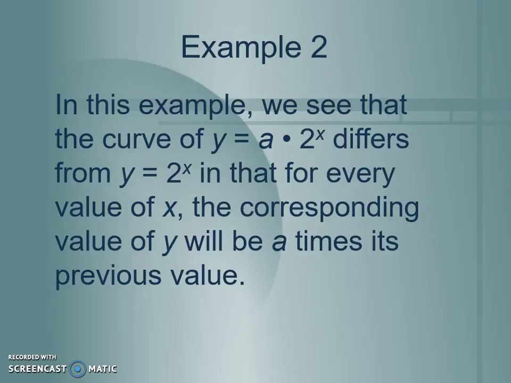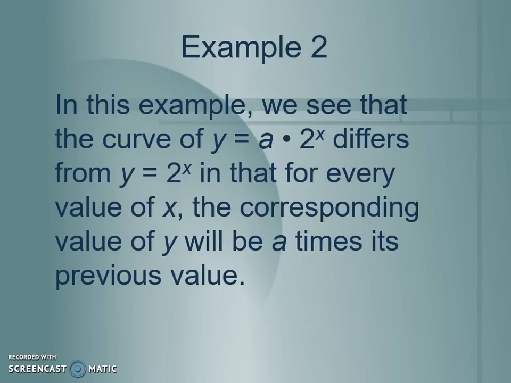So in example 2, it says graph y equals 3 times 2 to the x power on the same coordinate plane as y equals 2 to the x. Well, y equals 2 to the x is what we did first in example 1a. So in this example, we see that the curve of y equals a times 2 to the x power differs from y equals 2 to the x power in that, for every value of x, the corresponding value of y will be a times its previous value.